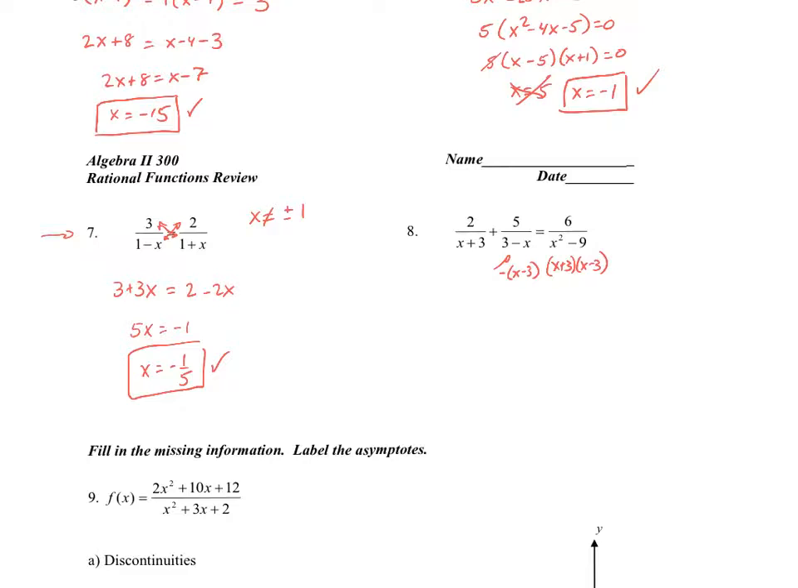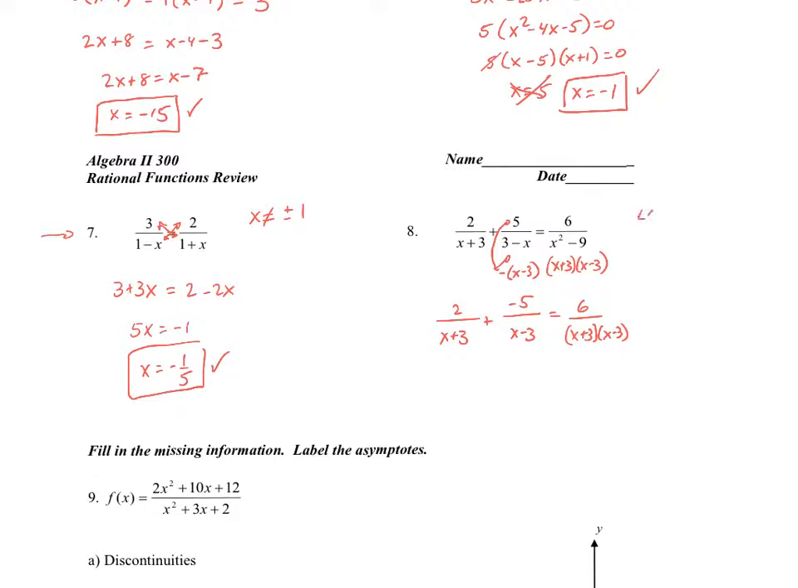Now, I'm going to choose to take that negative sign and apply it up in the numerator. So I'm going to move it up here and make that a -5. So I'm going to have 2 over x plus 3 plus -5 over x minus 3 equals 6 over x plus 3 times x minus 3. I didn't want to include it this time in my LCD.